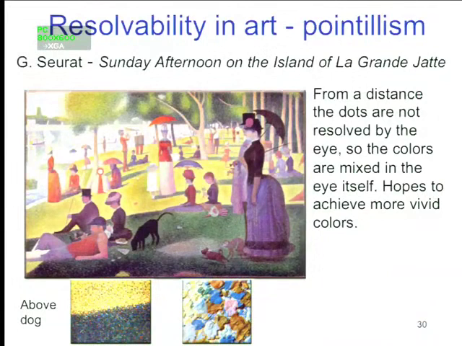I don't know if you're familiar with the painter George Seurat, who painted what's called pointillism. You're familiar with this, huh? This was about 1900, and the theory of color was being challenged. Seurat wanted to use pure colors. But how do you get mixtures?